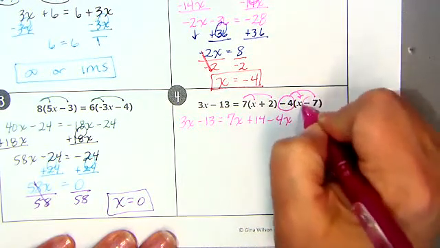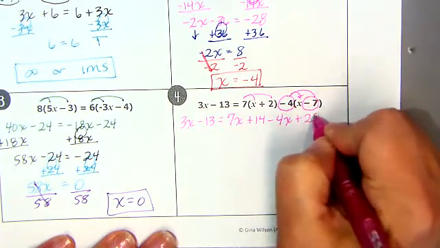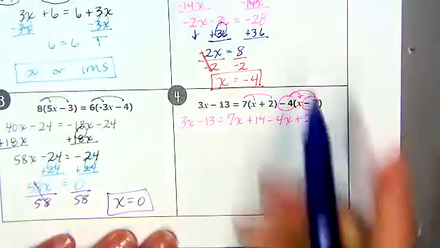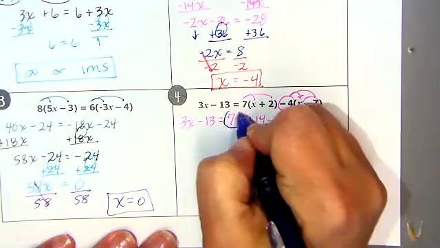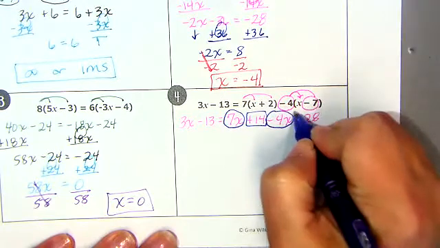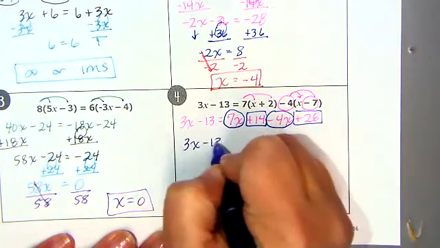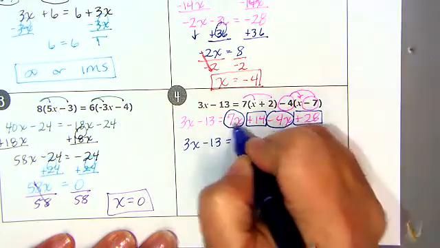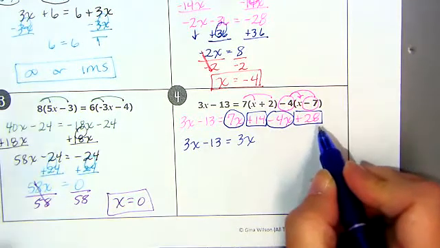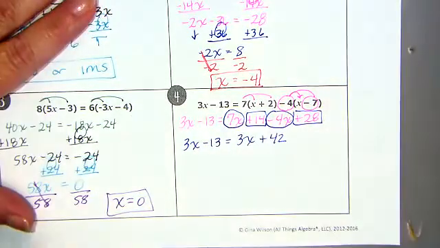And then this is a negative 7. So I'm doing a negative 4 times a negative 7. That gives me a positive 28. And now we have to combine like terms over here. So I'm going to circle my variables. And I'm going to box my constants. So we're not bringing everything else down. So I'm going to have 3x minus 13 equals 7x minus 4x, that's 3x. 14 plus 28, that's going to give me a positive 42.